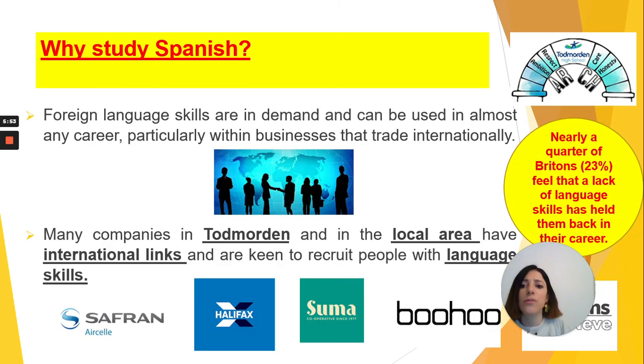In terms of why I studied languages and thinking more further ahead, it's really a skill that is in demand, and it can be used in any career, particularly within businesses that trade internationally. And I think that's really important for us to be aware. Over the past few years, we've seen Britain's position in the world change, and as we move away from necessarily our European identity in terms of business and politics, making you aware of a language that you can speak around the world is something that will really enhance your job prospects for the future.